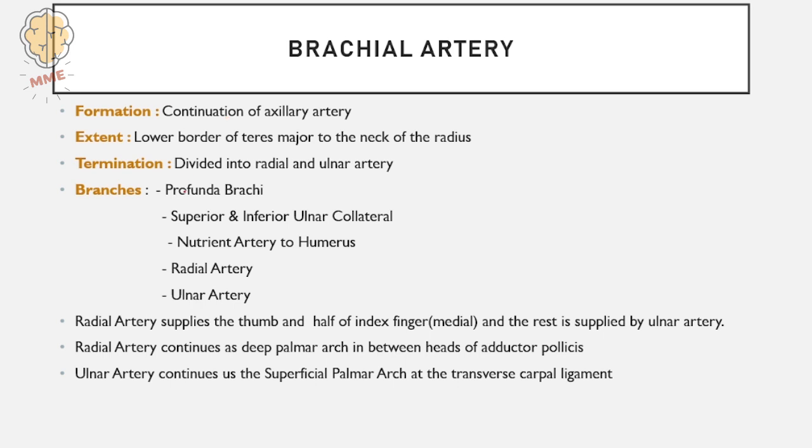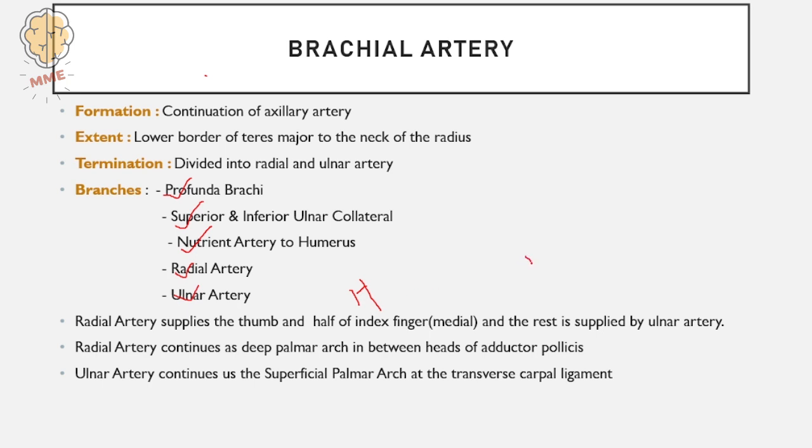Branches, now branches, it will be profunda brachii, superior and inferior ulnar collateral, nutrient artery to the humerus, radial artery and ulnar artery. I will show you a picture of this in the next part. So, this radial artery supplies the thumb and half of the index finger. With respect to the hand, I am telling about with respect to the hand, it also supplies our forearm and even the wrist part, but I am talking about the hand.